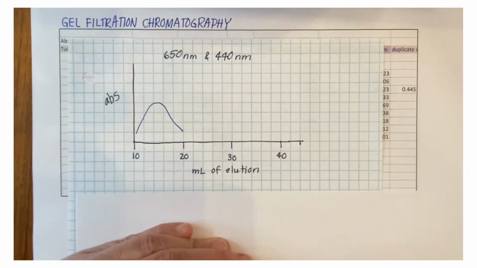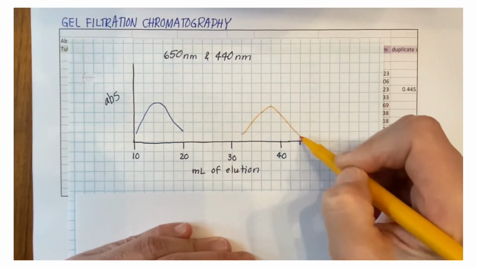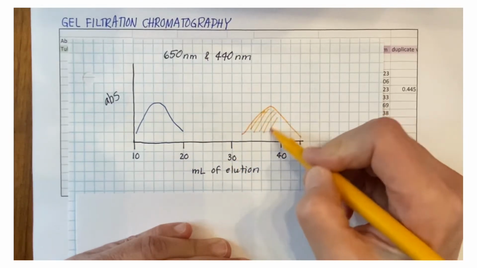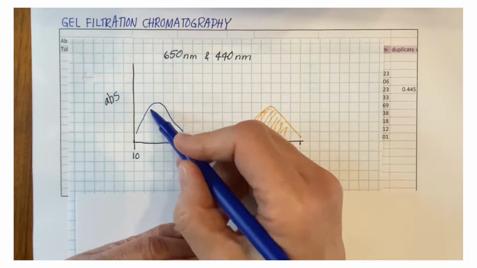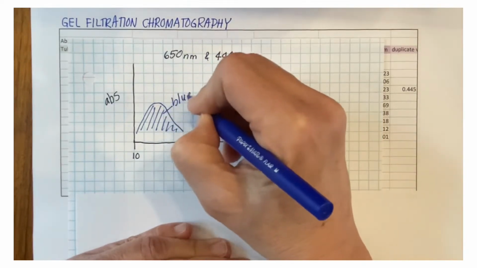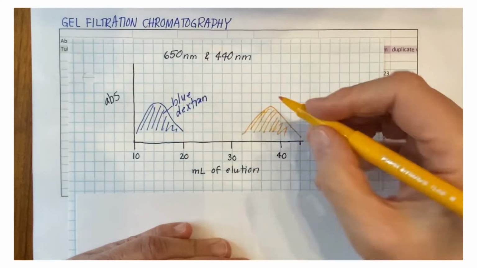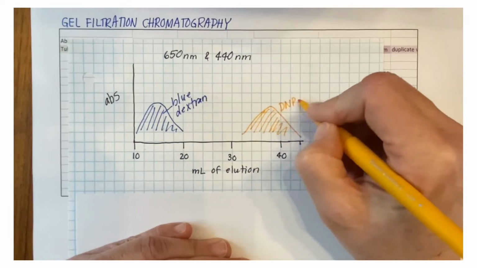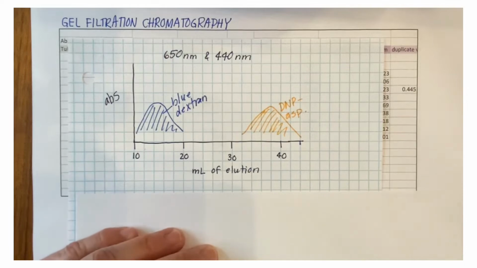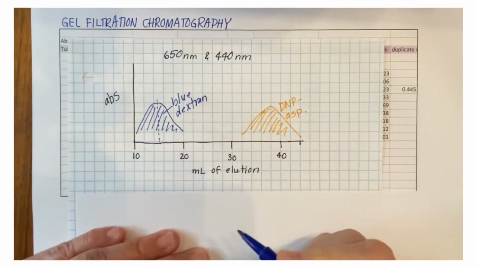And then we'll do yellow for the DNP aspartate. It'll look something like that. So in the middle, there will be nothing because there's no color. These are the yellow tubes, and these are the blue tubes. And this will be the DNP aspartate.